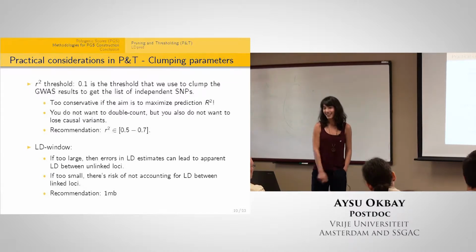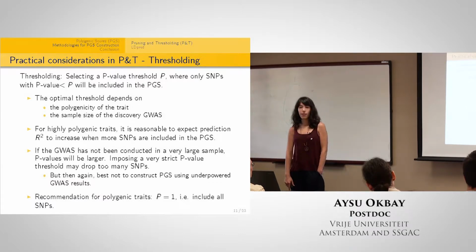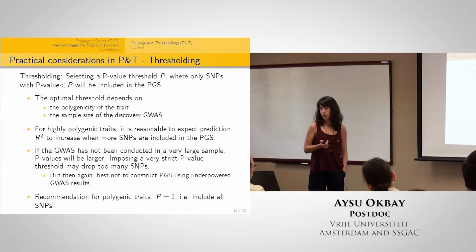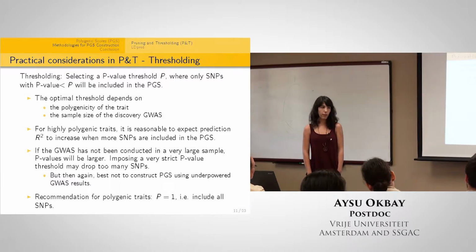Next, thresholding. Thresholding is selecting the p-value threshold above which you're just not going to include SNPs that are not likely to be associated with your phenotype. The optimal threshold depends, first, on the polygenicity of the trait. If your trait is very polygenic, like educational attainment, there are going to be a lot of SNPs associated with it, and not all of them are going to have very low p-values. So if your trait is really polygenic, you want to choose a very high p-value threshold.